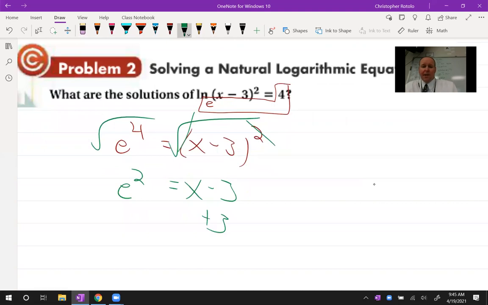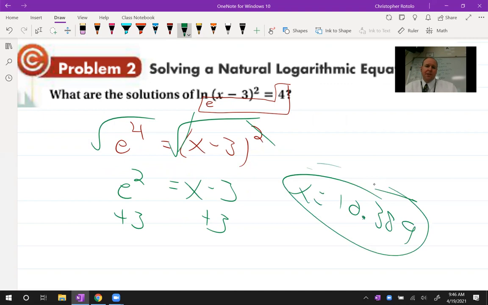We're going to add 3 to that to finish off the problem. So I need e squared. I like to hit enter then, so I get 7 point something right there, plus 3. X equals 10.389. We're always fooling around with at least 3 digits here.